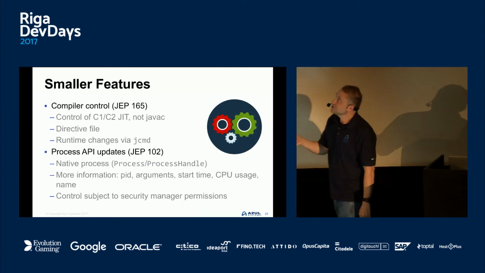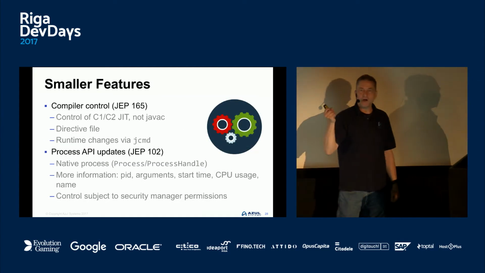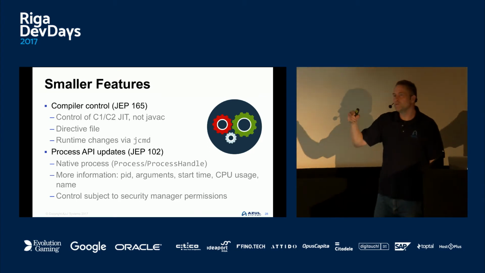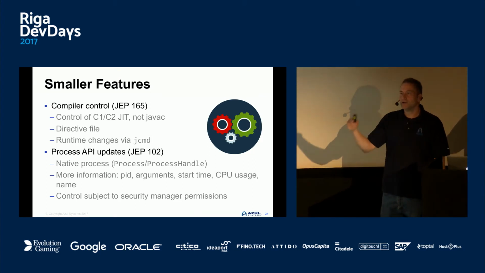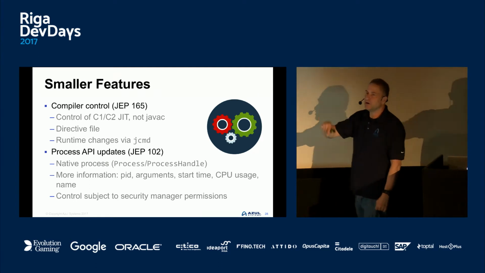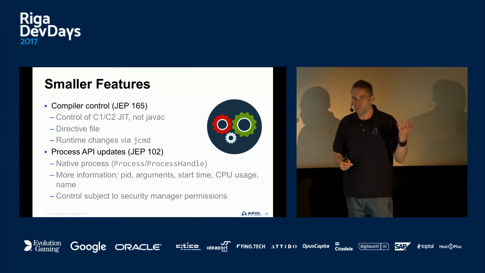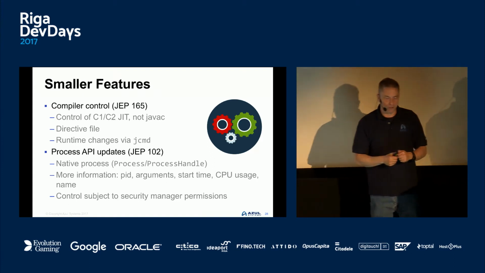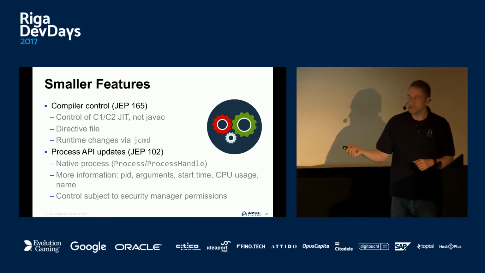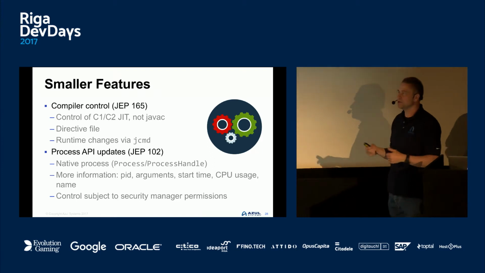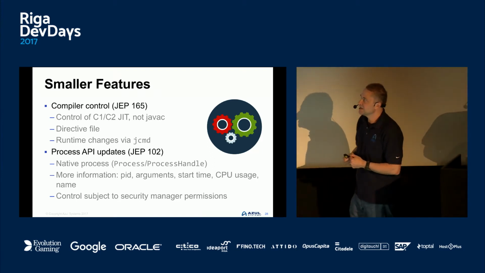A couple of smaller features. Nice one, actually, is the compiler control. Now, this is not control of the javac compiler. This is control of the compilers that are used internally in the JVM, so the things that compile your bytecodes into native instructions. So there's C1 and C2, the two compilers that are used by the JDK.